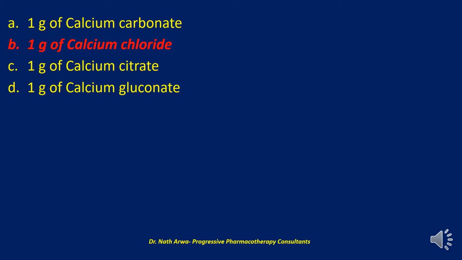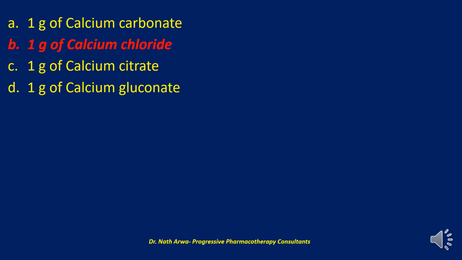This would be a gram of calcium chloride. Now, calcium chloride and calcium gluconate are the two from that list that are available for intravenous use, while calcium carbonate and calcium citrate are oral preparations. I would not dare infuse them. And we know that 1 gram of calcium chloride contains 272 milligrams of elemental calcium, while a gram of calcium gluconate contains 90 milligrams of elemental calcium.